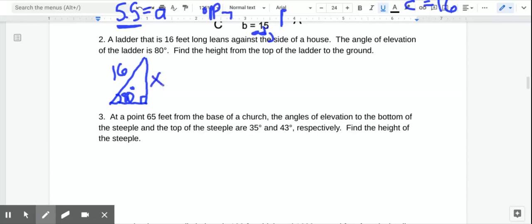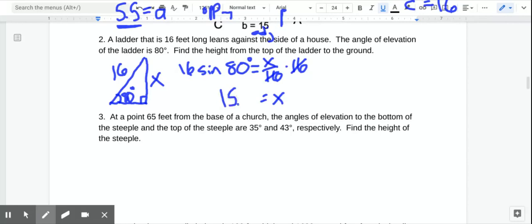So we want to find that. So this is just a basic SOHCAHTOA problem. We have opposite and hypotenuse. So we're going to say the sine of 80 is x over 16. Just multiply both sides by 16 to get those to cancel. Again, make sure you're in degree mode when you put this into your calculator, and you get 15.8 feet.